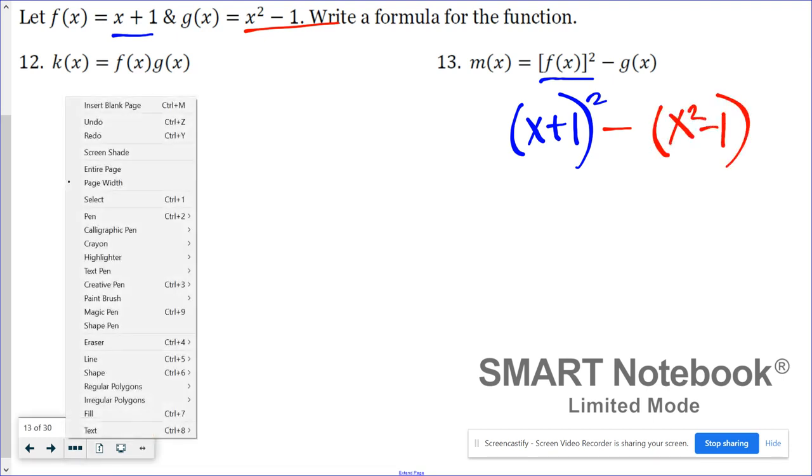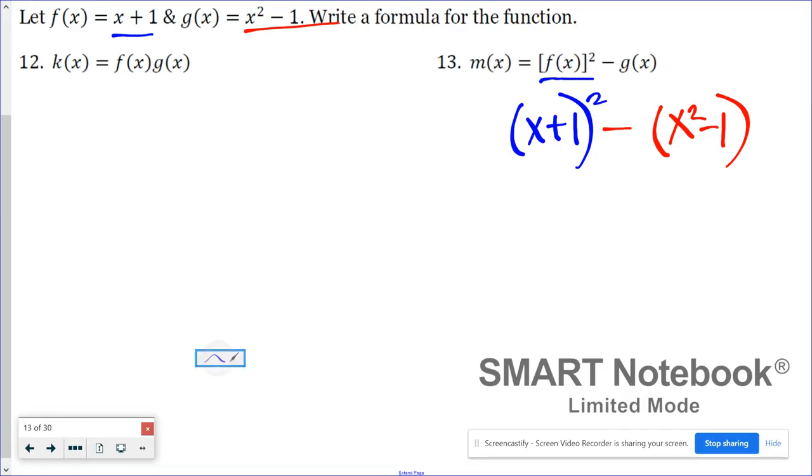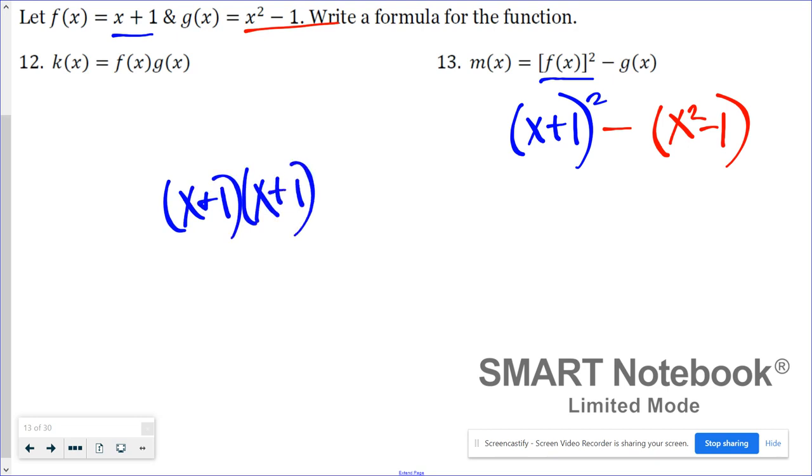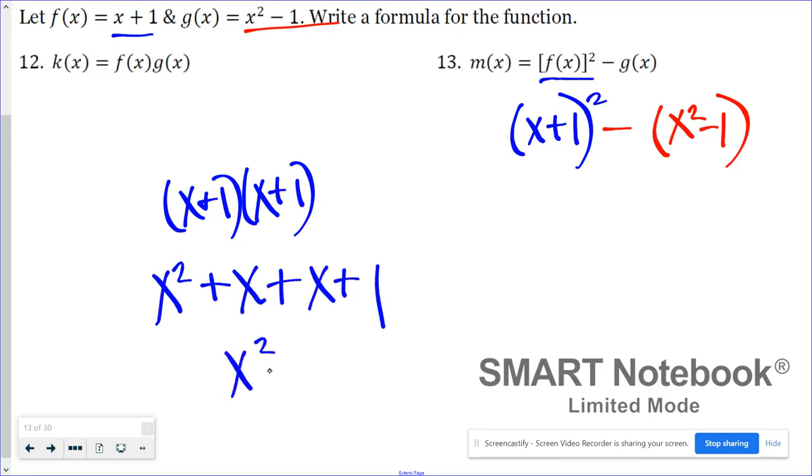right? Now I need to do two things here. I need to FOIL out x plus 1 squared, because it's not x squared plus 1. My advice is write it twice. So x plus 1 times x plus 1, and FOIL it out. All right, so then x squared plus x plus x plus 1. There is a middle term. That's why we can't just distribute the exponent. So this is x squared plus 2x plus 1.